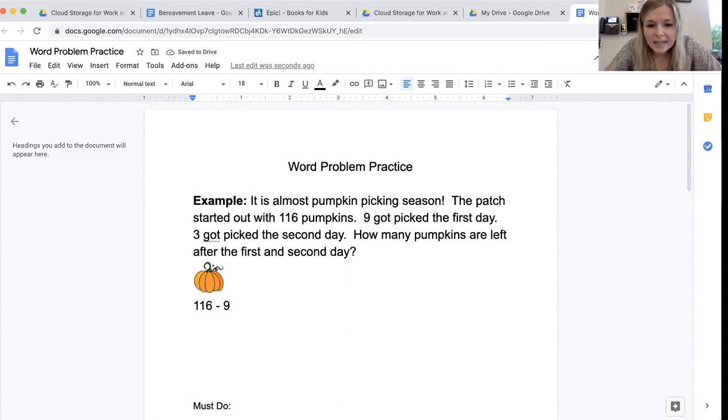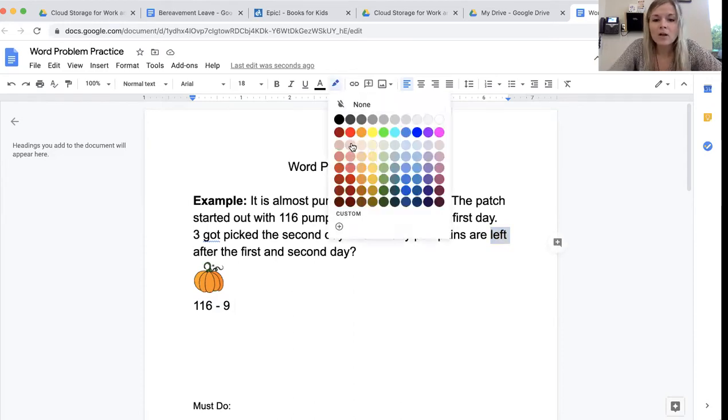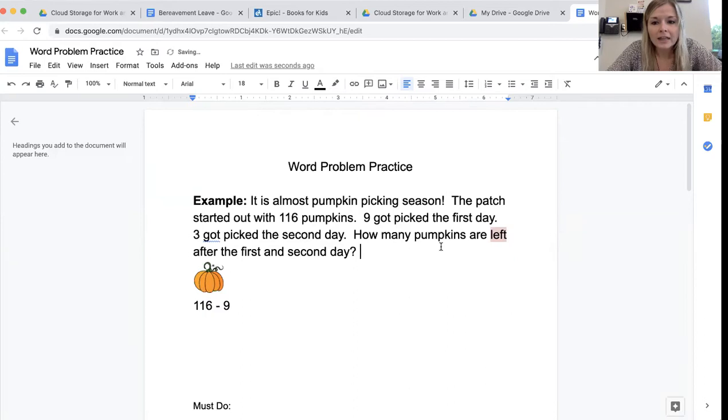3 got picked the second day. So I know that I'm going to need to take away 3 more once I solve that first problem. How many pumpkins are left after the first and second day? Left. I know that that word is going to be important to me as well. So if I'm a student, I'm going to highlight or underline it.